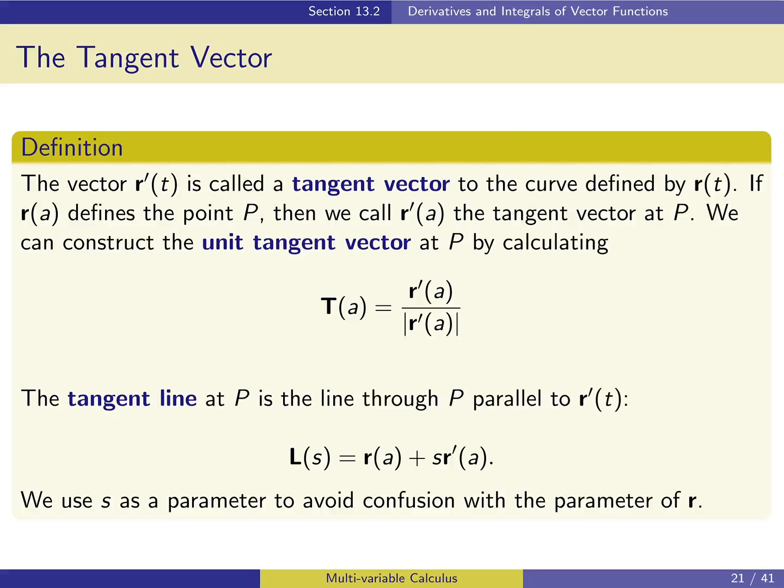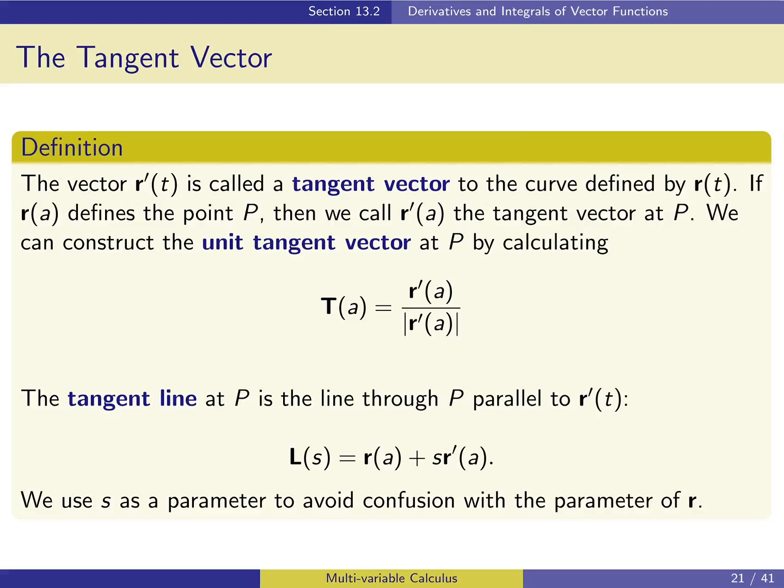If for some reason we want our tangent vectors to be 1 unit long, we can construct the unit tangent vector. All we need to do is take r prime of a, and then divide by the length of r prime of a, as we have made unit vectors in the past, and we call that capital T of a the unit tangent vector at that point.